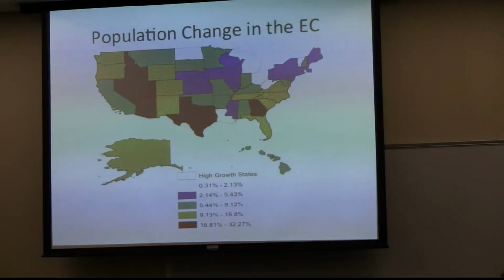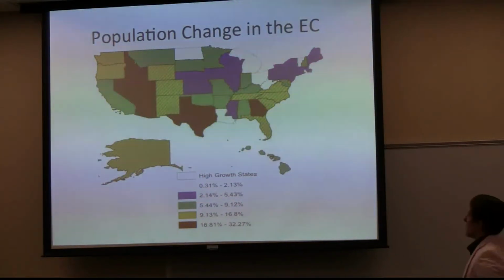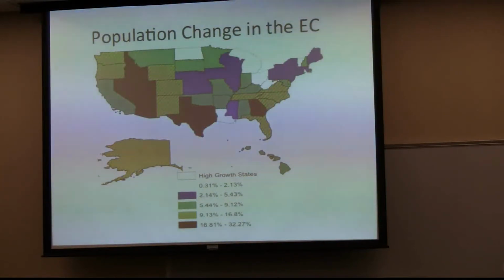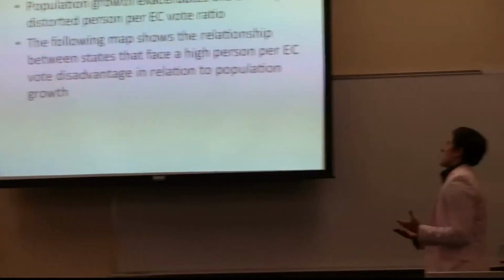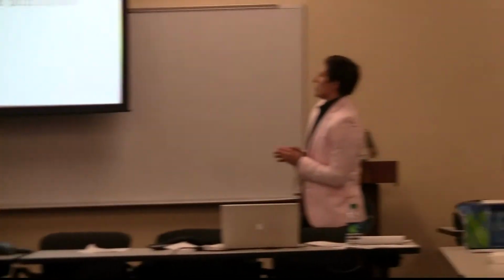And their number of Electoral College votes is systematically underrepresented and undercounted. So those states that are white and blue are the best states because they're not really changing, but their Electoral College votes still represent this larger population. So once again, population growth exacerbates this distorted ratio. So we have another map that shows the relationship between having a large population and a large growth, yet no electoral college change.